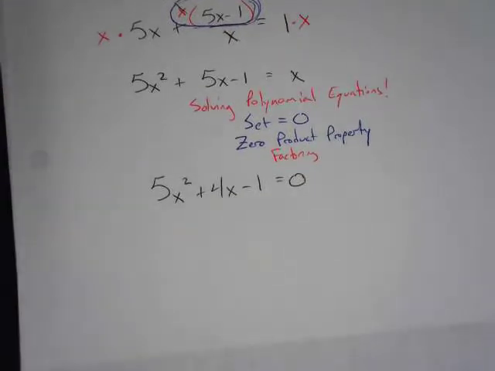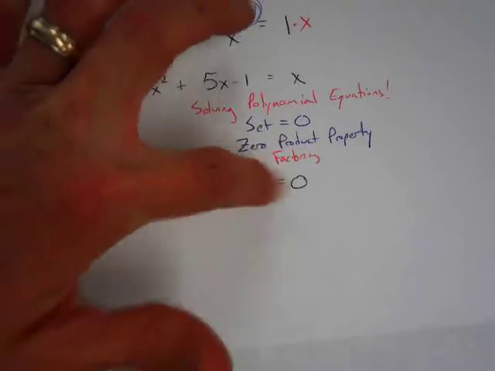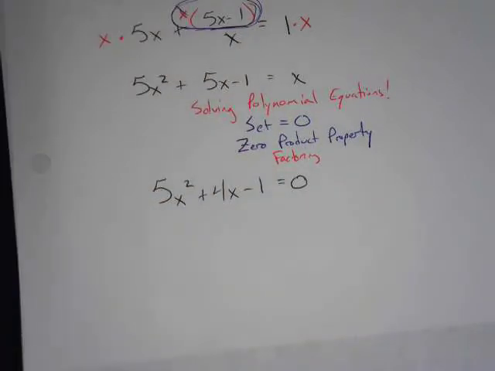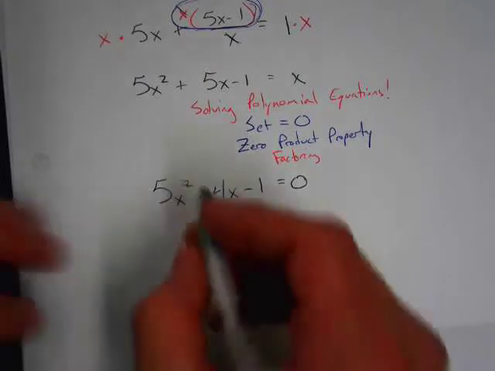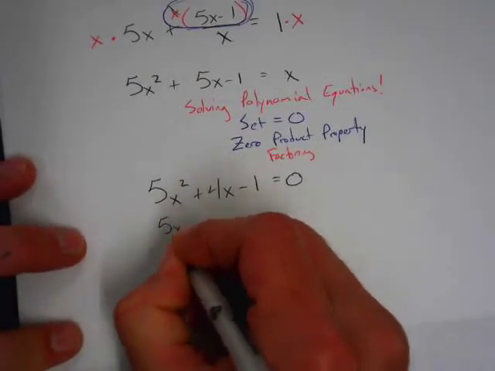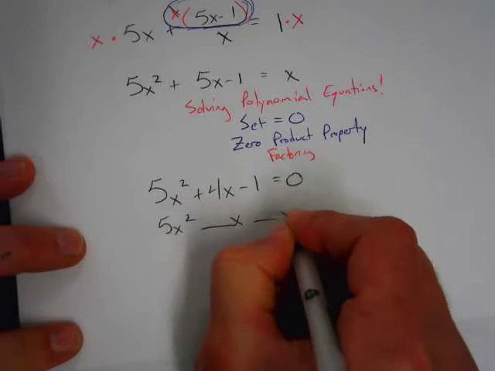So I've set my polynomial equation equal to 0. Now I'm going to use the zero product property, which means we have to factor. We've got to see if we can factor this polynomial, and I'll use factor by grouping. Super quick to refresh your memory.